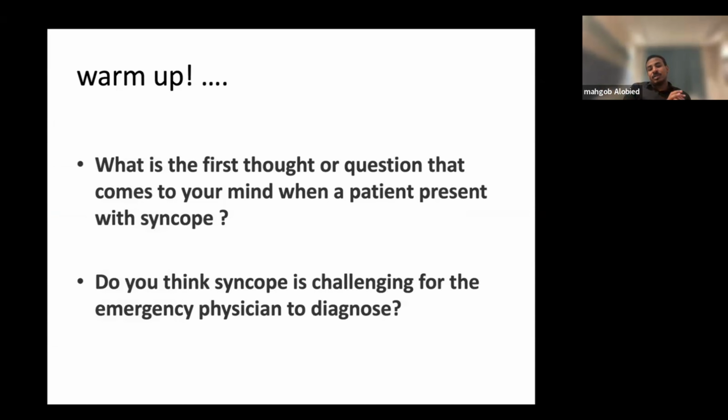The second question: do you think syncope is challenging for the emergency physician to diagnose? We don't need a diagnosis. We just need to categorize the patient. Is it high risk or low risk? That's it. Thank you. If you have any questions for me or for the moderator.